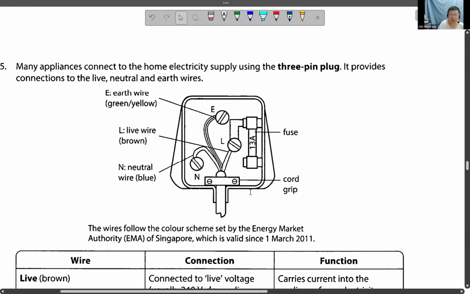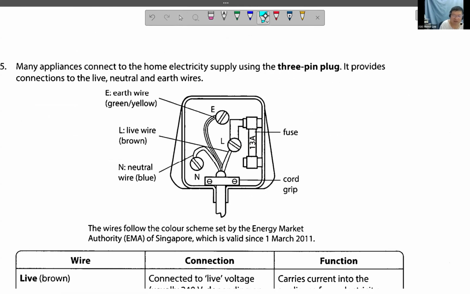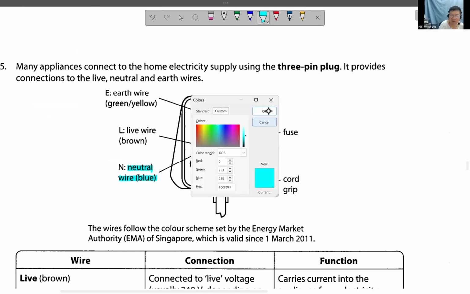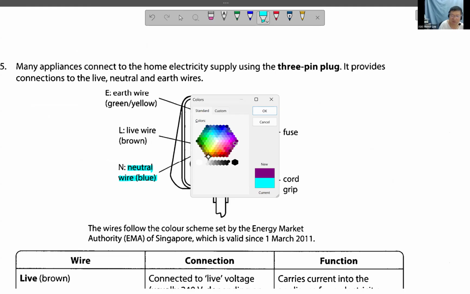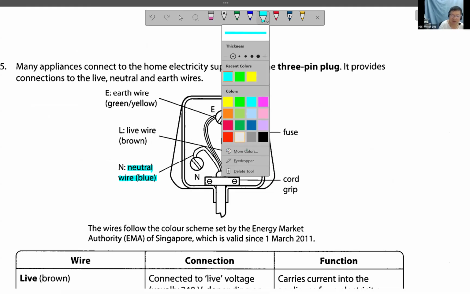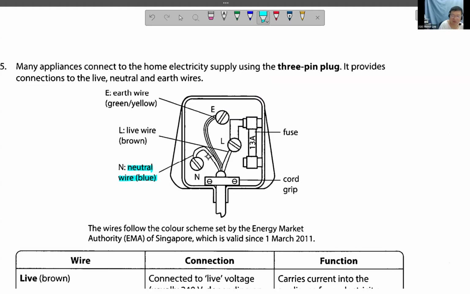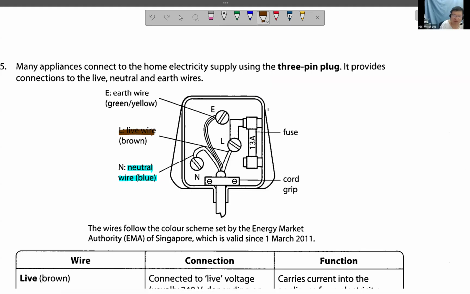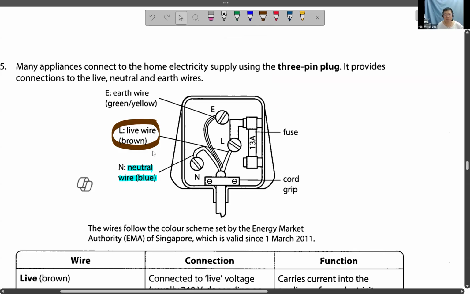Okay, next one. Let's look at color here. This is the blue neutral wire. Okay, and then there is a brown. Let me see. Brown. Okay, brown is a live wire. Oh, this is so dark. Sorry, I didn't expect it. Okay, live wire is brown.